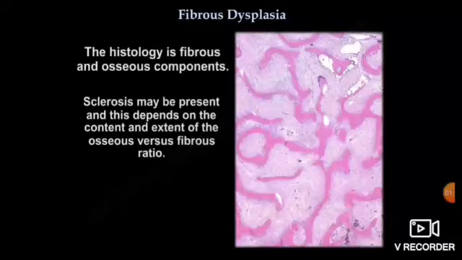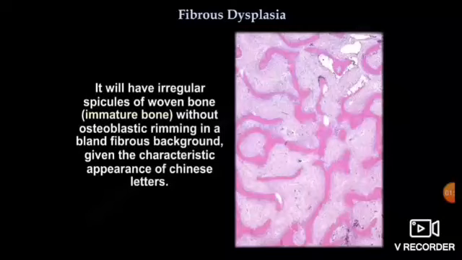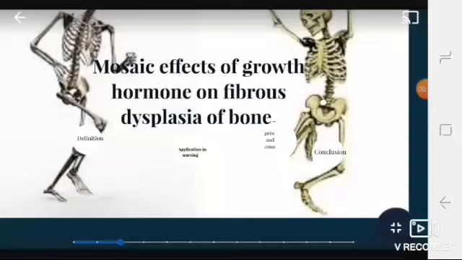So the histology is fibrous and the osseous component. Sclerosis may be present and depends on the content and the extent of the osseous versus fibrous ratio. It will have irregular spicules of woven bone, which is immature bone, without osteoblastic rimming in a bland fibrous background, giving the characteristic appearance of Chinese characters.